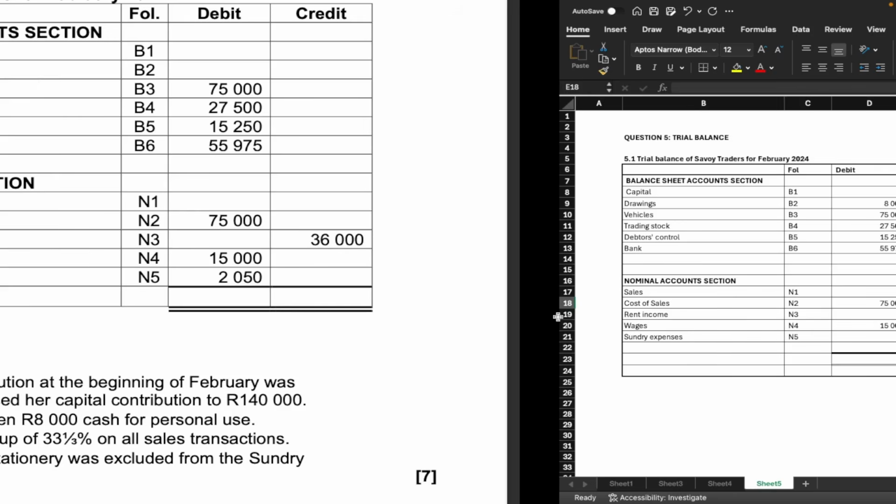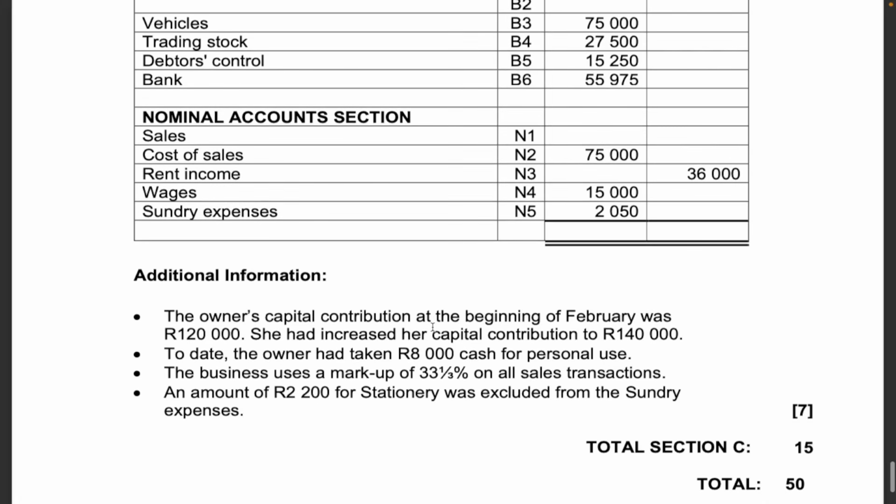So if we go here, you can see that the last one says an amount of 2,200 Rand for stationery was excluded from the sundry expenses. And so what are they saying? They're saying that stationery should be part of sundry expenses. Remember, that's not always the case. That's just how they've decided to allocate stationery in this particular case. And companies are allowed to allocate them to whichever line item they want to. Of course, it has to make sense. But you usually see stationery as a separate line item.